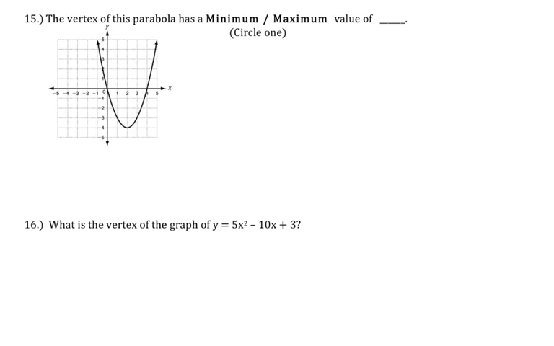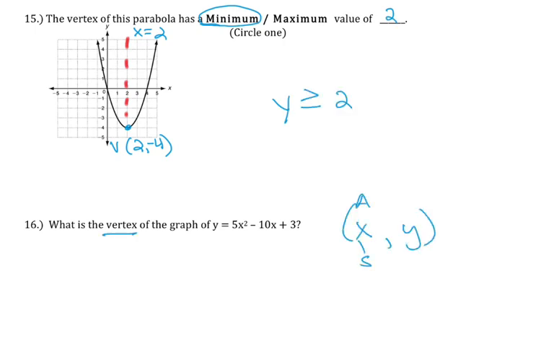On number 15, it asks us to go ahead and find this parabola's vertex here, which I know is (2, -4). And is this a minimum or a maximum? And because it's positive, it has a minimum amount of negativity. And that y value always determines it. And the y starts at a minimum of 2 and it's greater than that, right? It's not a maximum because it can go above 2.